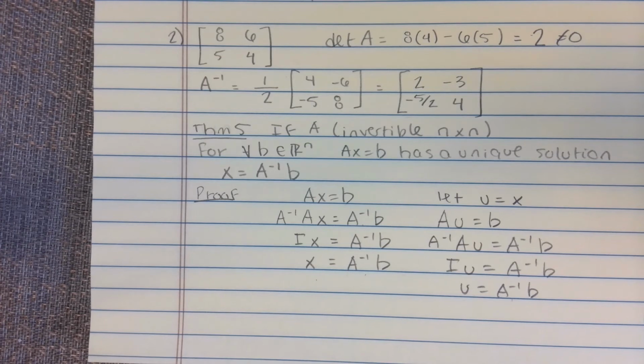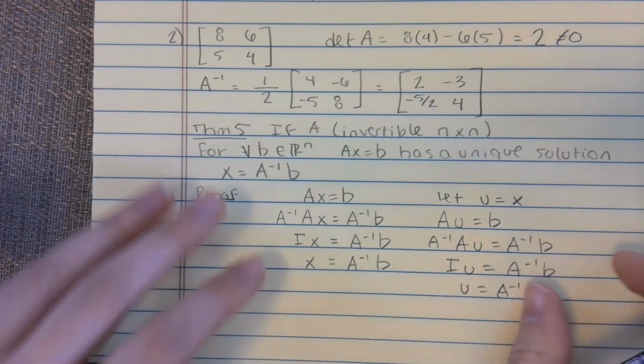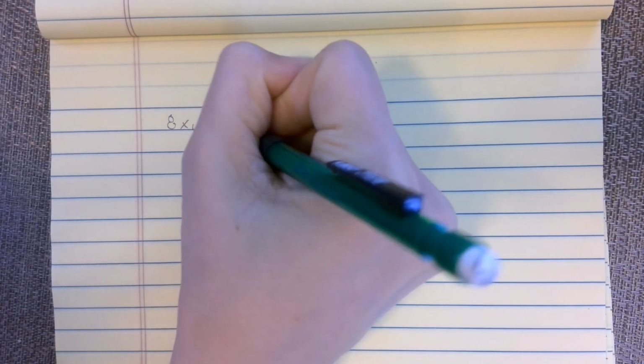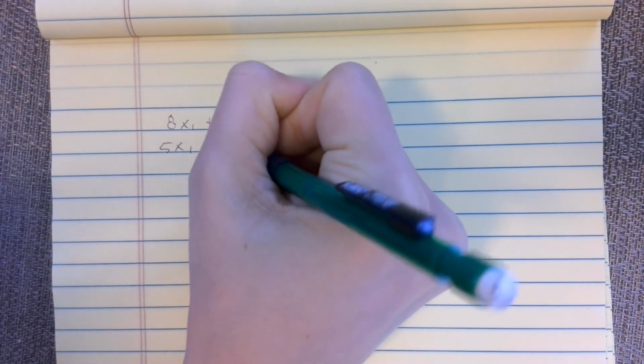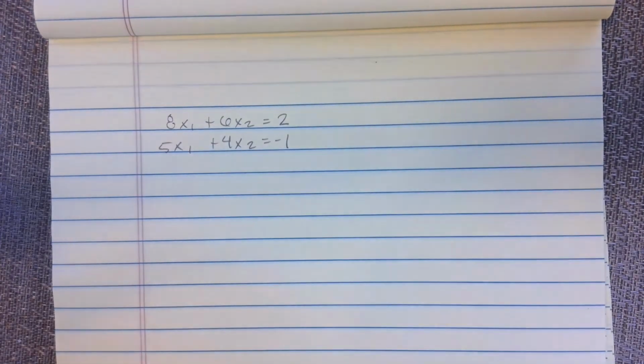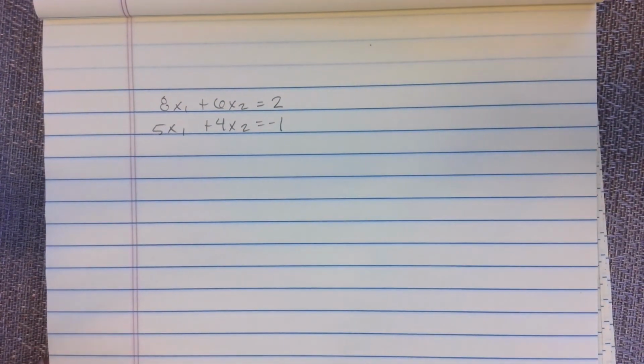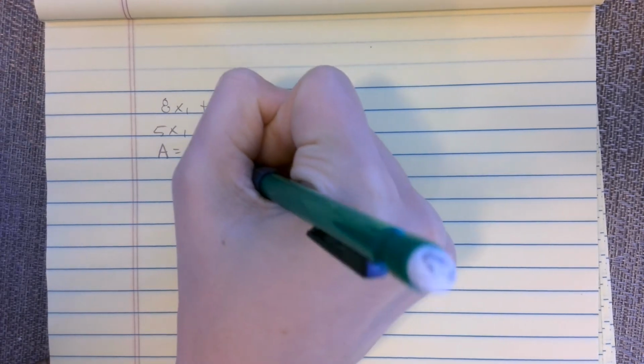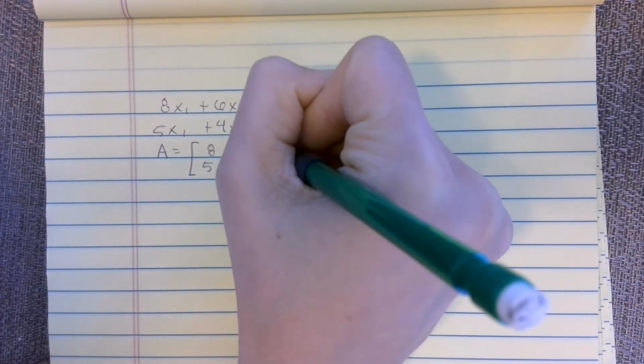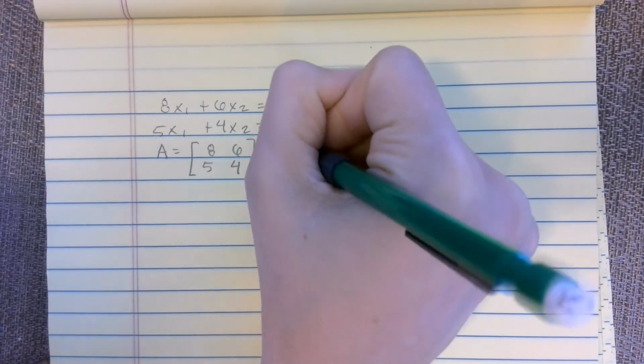All right, so let's see how we can apply this to what we've been doing in chapter 1. If I have the system 8x1 plus 6x2 equals 2, and 5x1 plus 4x2 equals -1, remember that this is our system of equations. So I would have the matrix A be 8, 5, 6, 4. Then the vector X is x1, x2, and B is 2, -1.